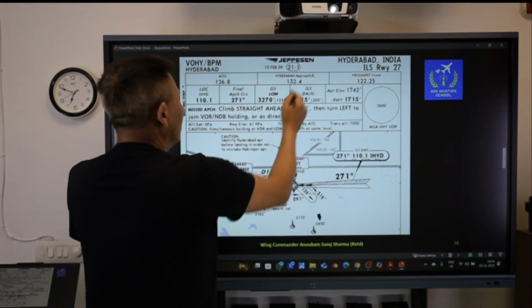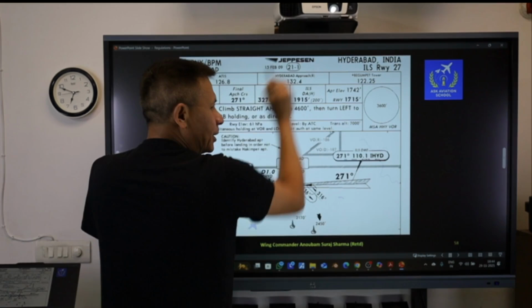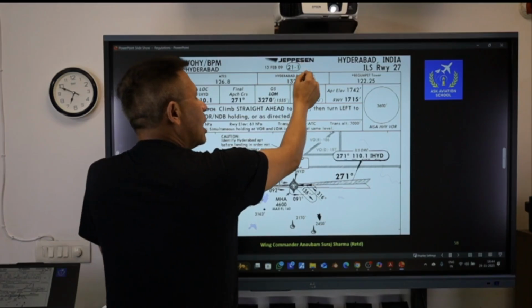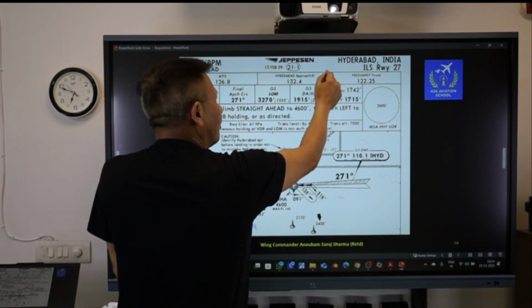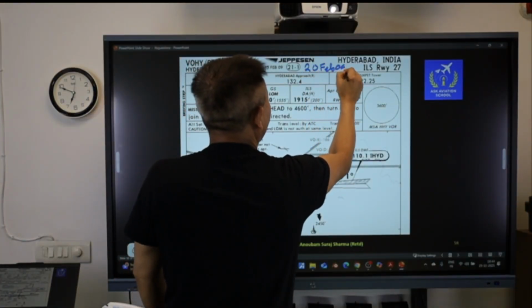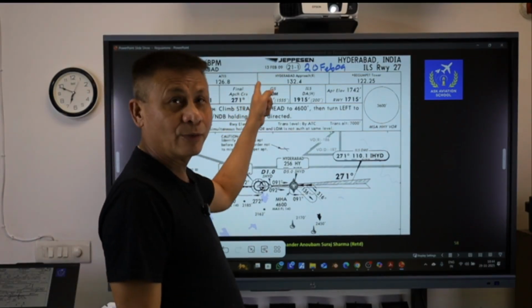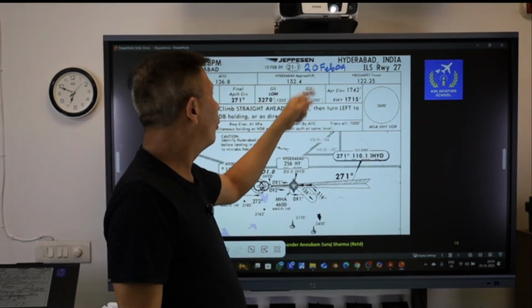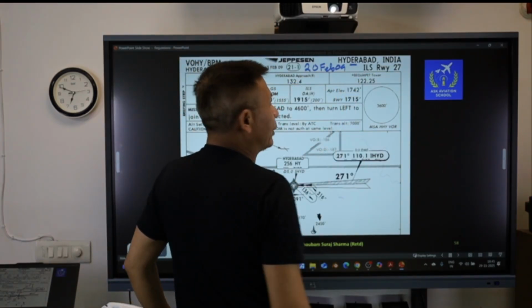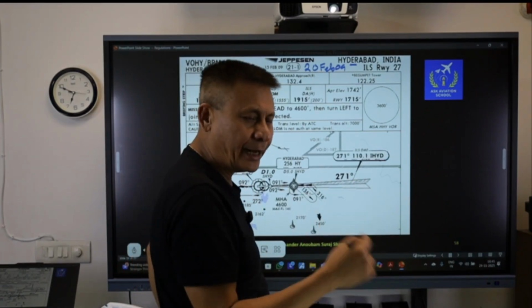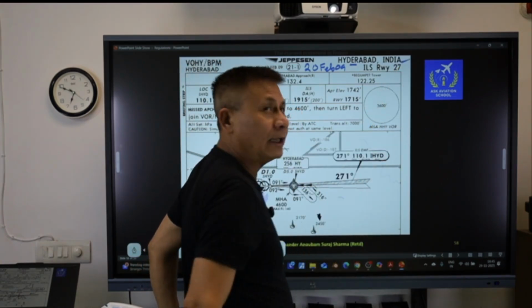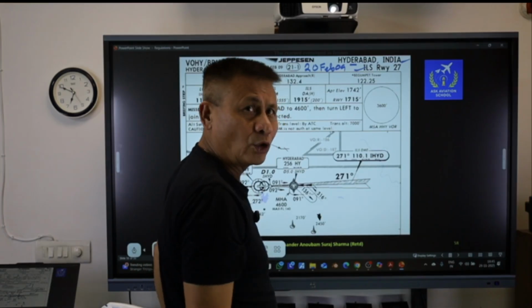In some of the charts, you will find the effective date written here. That means this chart was published on this particular day. However, this chart will come into effect on that particular day if it is written here, like 20 Feb 09 effective date. So although this chart was published on 13th of February, it will come into effect on 28 Feb 09. The airport name is Hyderabad, and we will be addressing that airport on the RTF as Hyderabad, and it is located in India, and it is for an ILS approach runway 27.